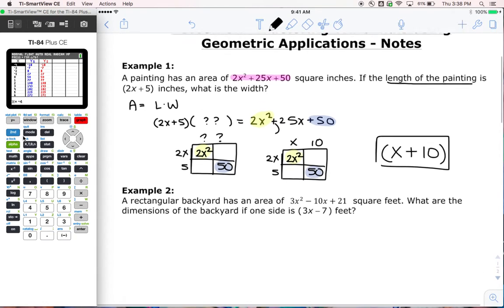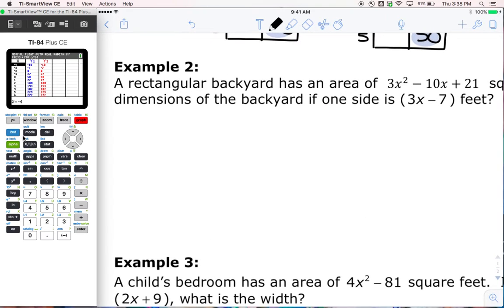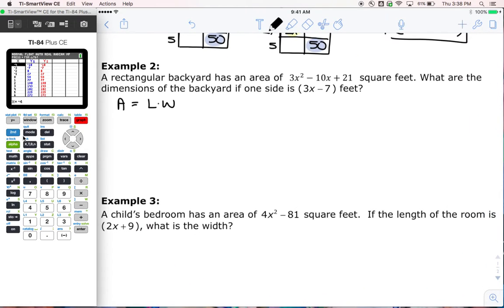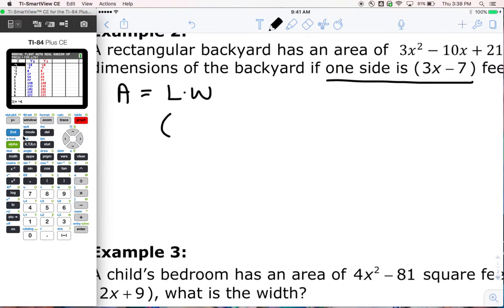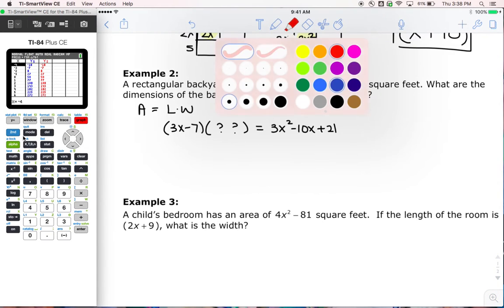All right, example 2. I'm going to go a little bit faster here. We've got a rectangular backyard with an area of 3x squared minus 10x plus 21. If area is equal to length times width, they give us one side is 3x minus 7. It doesn't really matter which one is which. We don't know the other side, but we know the whole area is 3x squared minus 10x plus 21. That was given to us as the whole area.